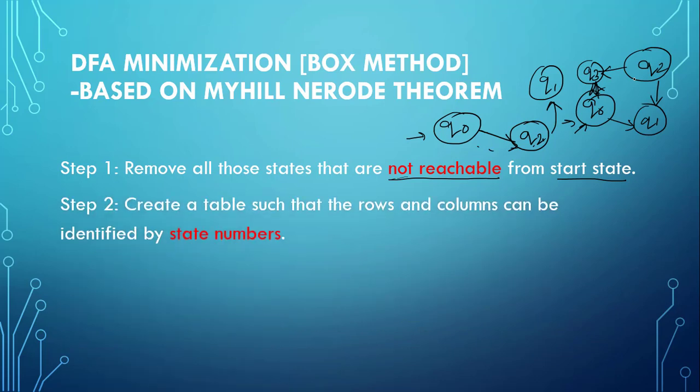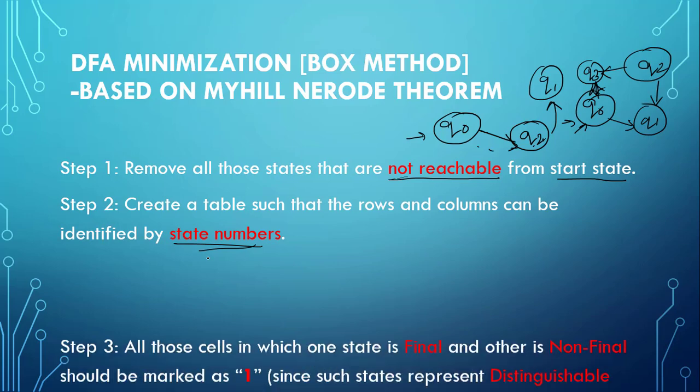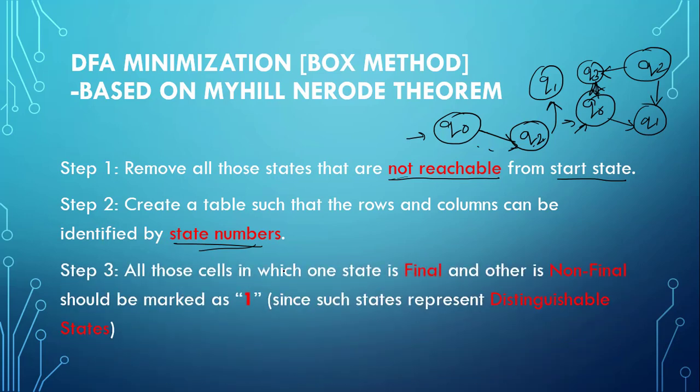Step number 2 is create a table such that the rows and columns can be identified by state numbers. Now here this is very important. We will see how this table is to be created. Next step is all those cells in which one state is final and the other is non-final should be marked as 1, since such states represent distinguishable states. That is, these states cannot be merged. Right? So those states which cannot be merged are also known as distinguishable states. So we will mark all those cells with 1.